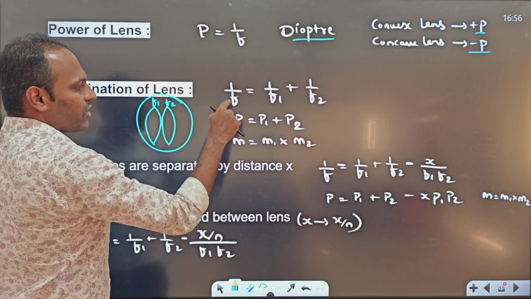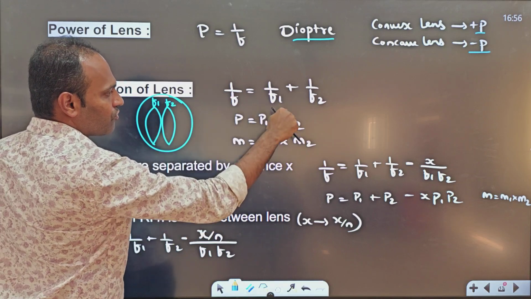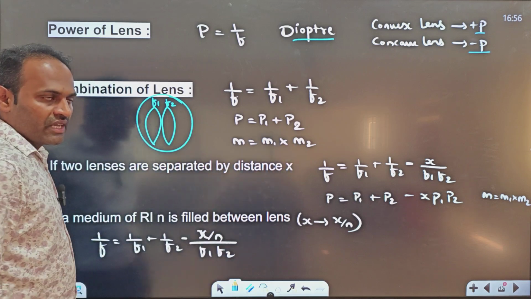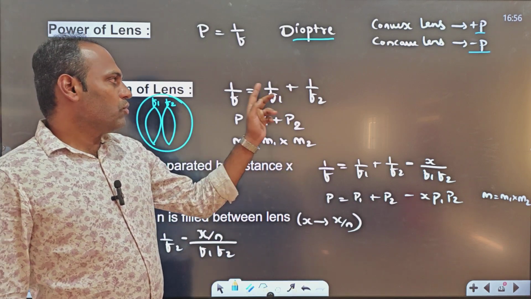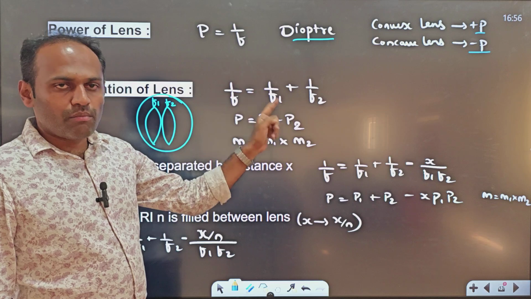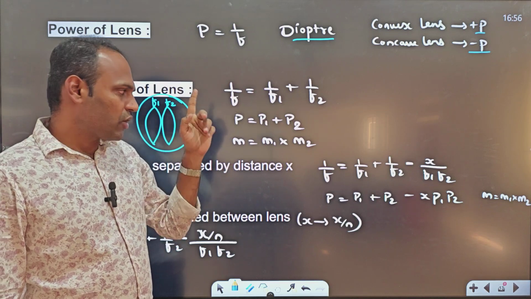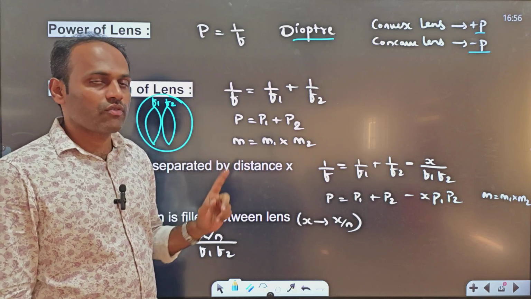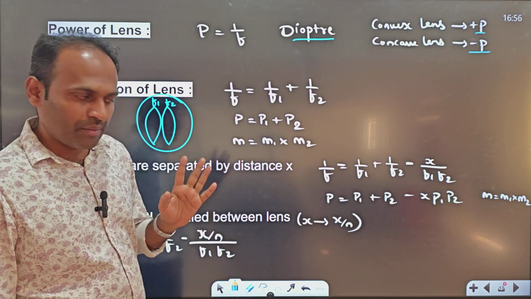Effective power: 1 by f means power, 1 by f1 means p1, 1 by f2 means p2, so p is equal to p1 plus p2. Magnification is m1 into m2. See, effective focal length will be the sum of reciprocals of the focal lengths, effective power will be the sum of the powers, but magnification will be the product of the magnifications, it will not be the sum in particular.